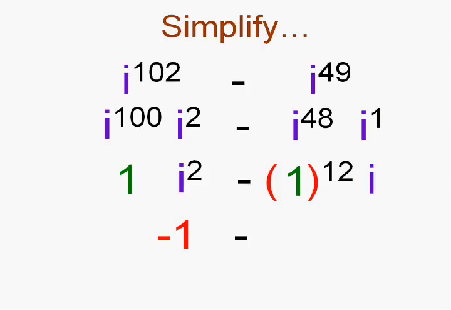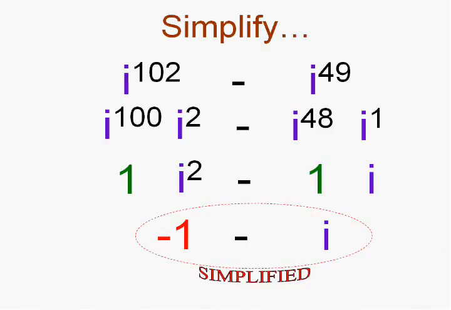Remember, we're looking for i to the 4th, and 1 to any power is just 1. So all this simplified using your rules of exponents. It's a good exercise. And that's how she wrote: 2 minus 1 minus i.